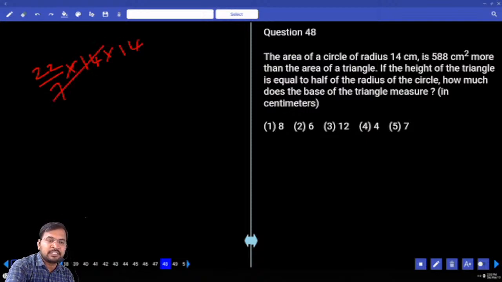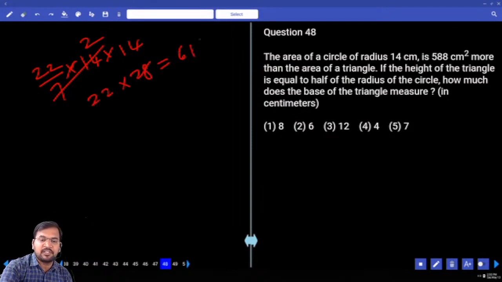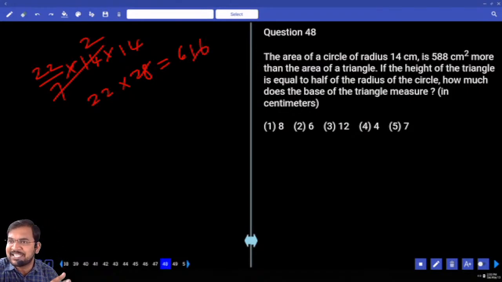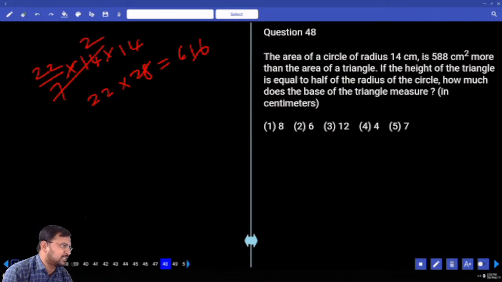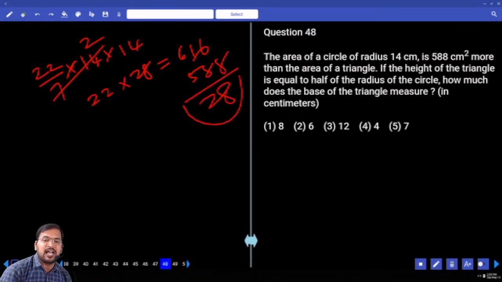How much? 7 2s are 14, so 22 into 28. 22 into 28 is how much? 616. 28 times 20 is 560, 28 times 2 is 56, 56 plus 560 is 616. Area of the circle is 616. Now, the area of the circle is 588 more than the area of the triangle. If you subtract 588 here, how much will you get? 28. All of you clear?